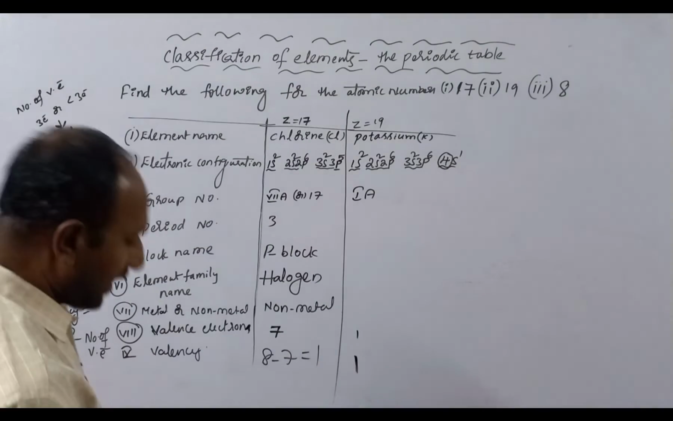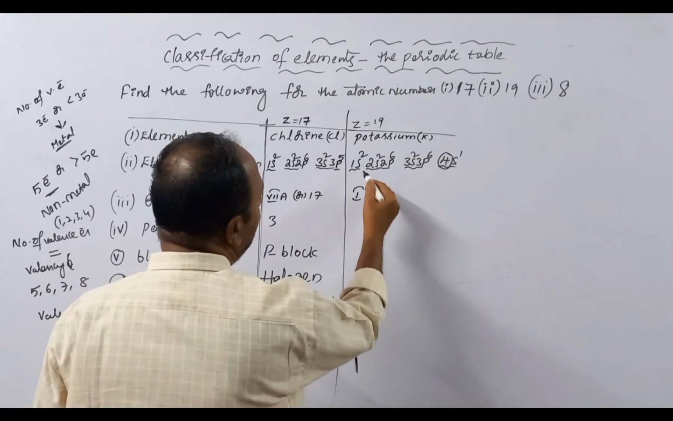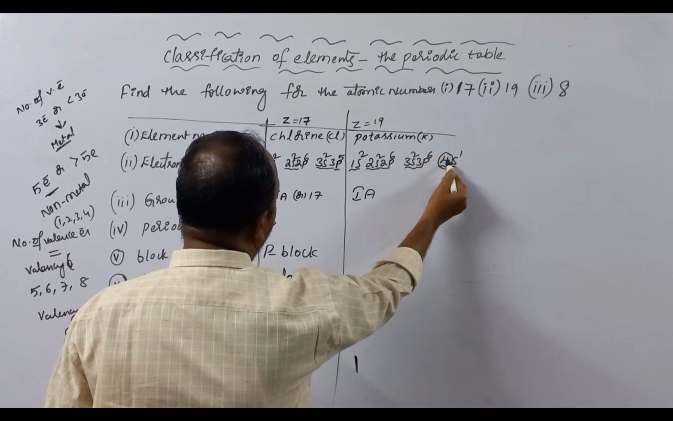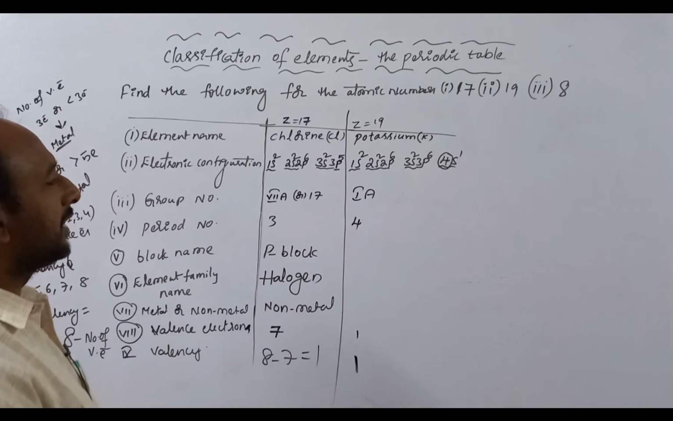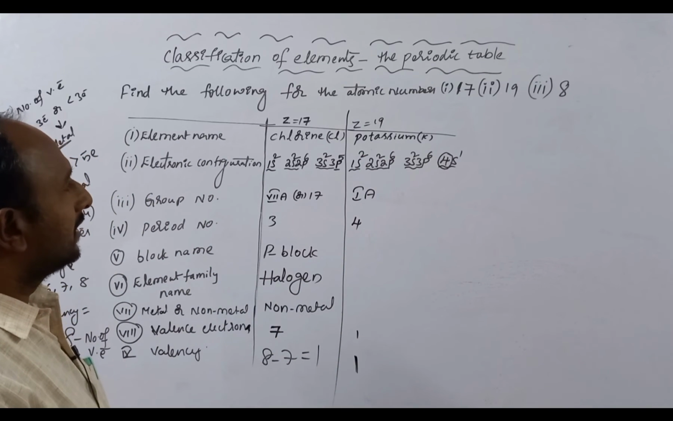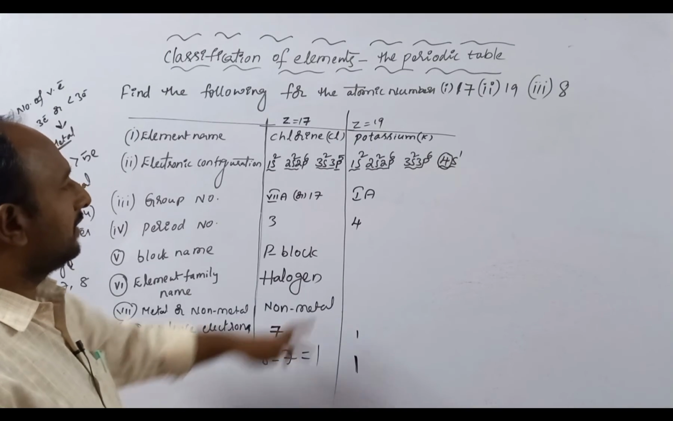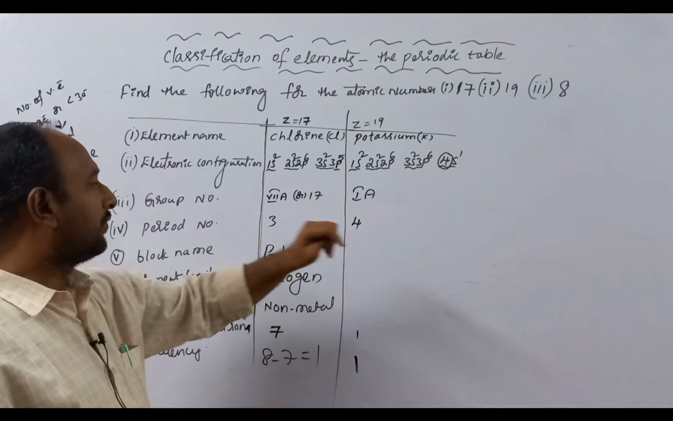And period number, students. Maximum shell number, this is 4. Fourth one is the fourth period. In the modern periodic table, you can locate the position of potassium in the first A group and fourth period.